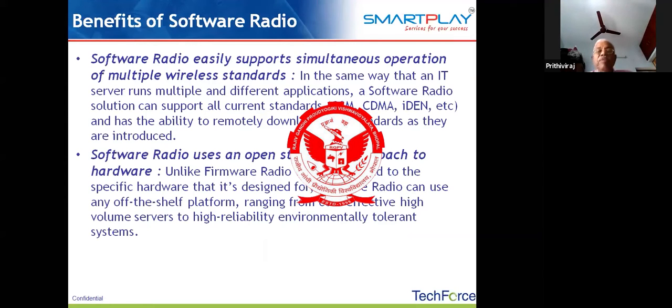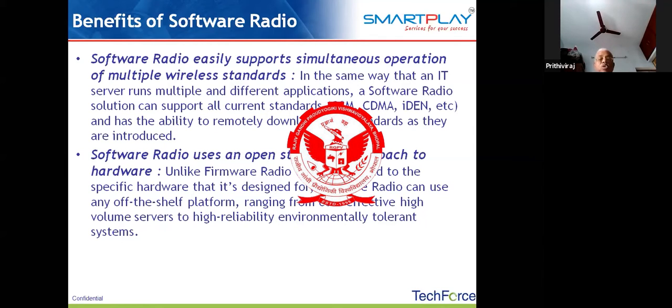So we come to some conclusions from that. The first of them is that software radio easily supports, note this, simultaneous operation of multiple wireless standards. I repeat, software radio supports simultaneous operation of multiple wireless standards. It is similar to information technology, where an IT server runs multiple different applications. In a similar way, a software radio solution can support all current standards, starting from GSM, CDMA, and so on, and has the ability to remotely download new standards as they are introduced.